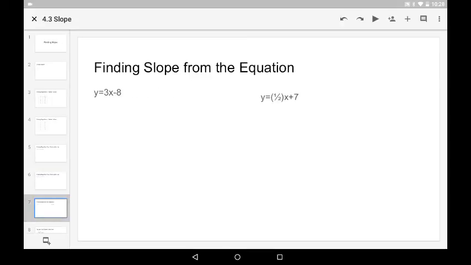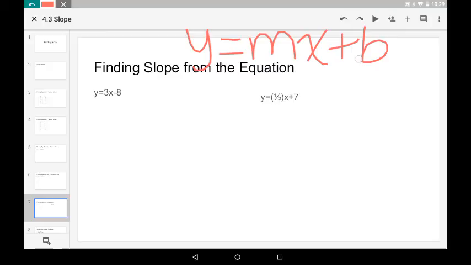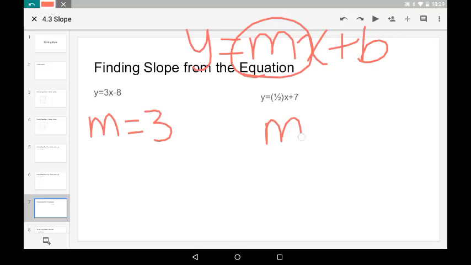And finally, if you're given the equation of a line, how do you find the slope? If it's in y equals mx plus b form already, then this is the simplest thing to solve. We know that m is the slope. So if we're given this equation, the slope is 3. If we're given this equation over here, y equals 1 over 2x plus 7, the slope is 1 over 2. So our rise would be 1 and our run would be 2.